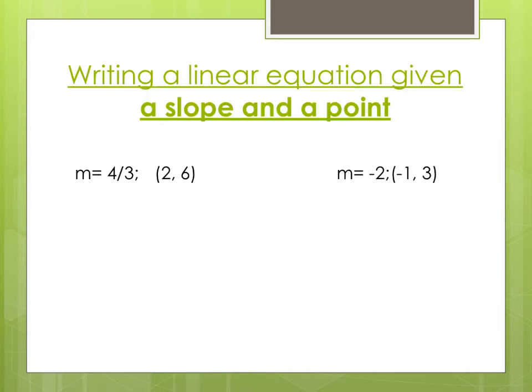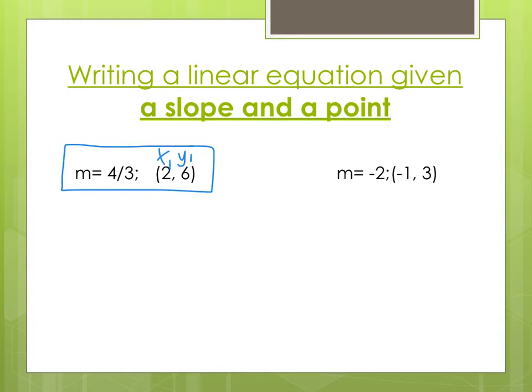So let's take a look at a couple examples where we're writing the equation of a line given slope and a point other than the y-intercept here. So if we look at this first example, the slope is 4/3, and we're given that the line has to go through the point (2, 6). So we're going to call that x1, y1.